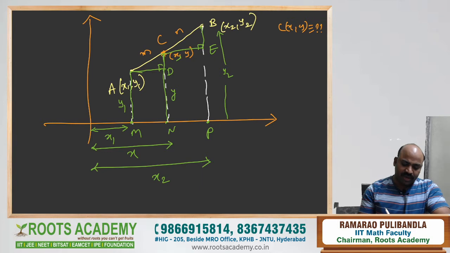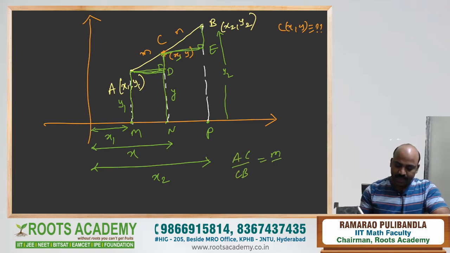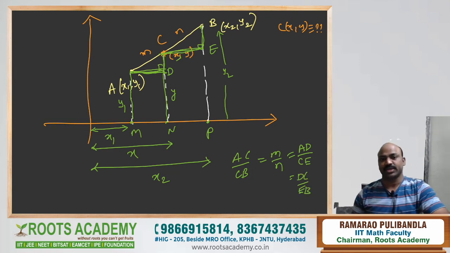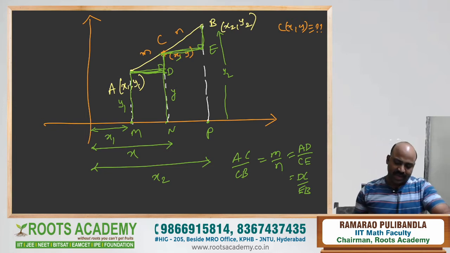Now, if you observe carefully, these two triangles are similar triangles. So can you take the similar triangles concept here? AC by CB, that is m by n, is equal to, according to the similar triangles concept, AD by CE. Or else one more way I can take it as CD by B or DC by EB. So this is according to the similar triangles concept.